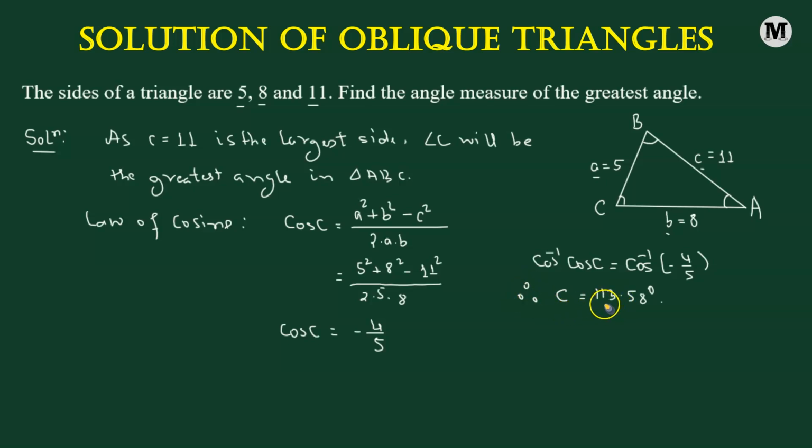So C is going to be 113.58 degrees. So that is going to be the measure of the greatest angle of the triangle ABC whose sides were given to us.